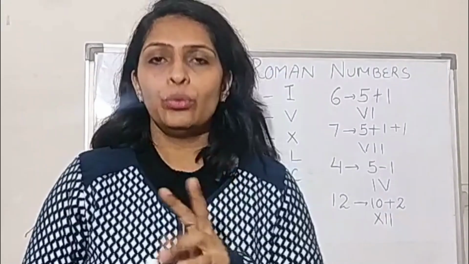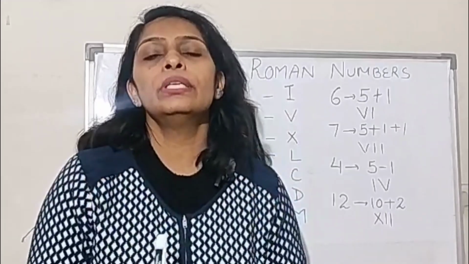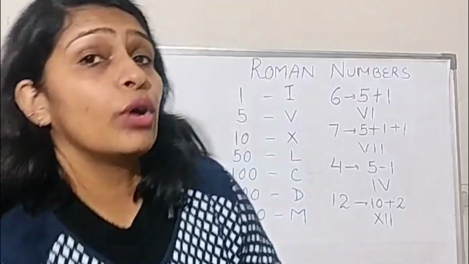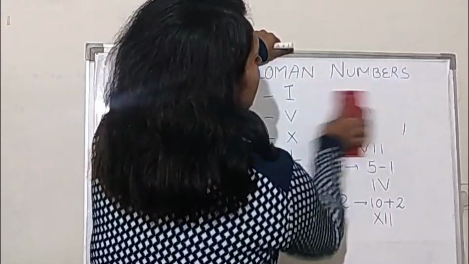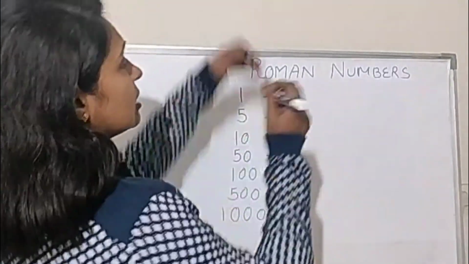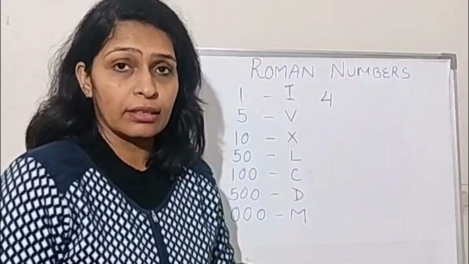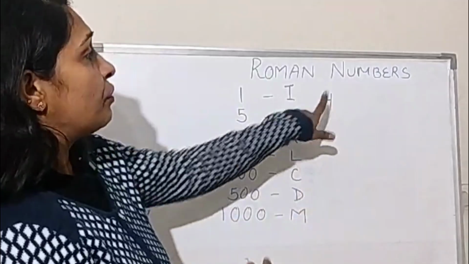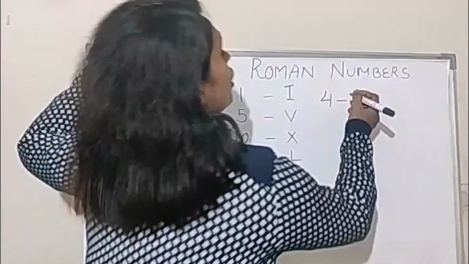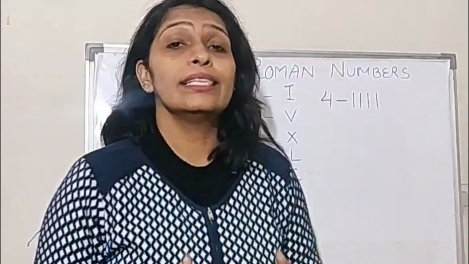Proceeding further, there is one basic rule that we have to keep in mind: a number can repeat only 3 times, not more than that. What does that mean? It means a particular symbol can only come 3 times. These are common mistakes which students make, so you have to be very, very careful. If I have to write 4 and I write 1 plus 1 plus 1 plus 1, 4 times, then if someone is writing like this, it is incorrect.